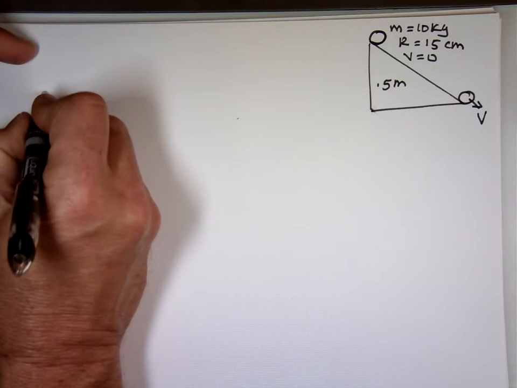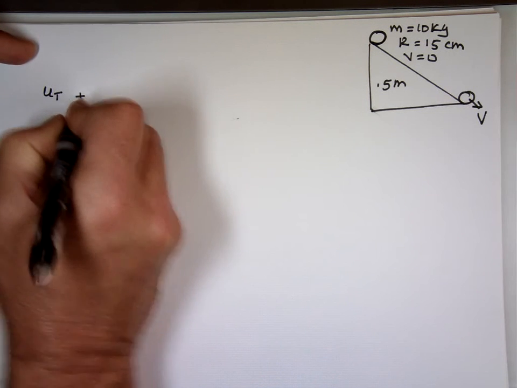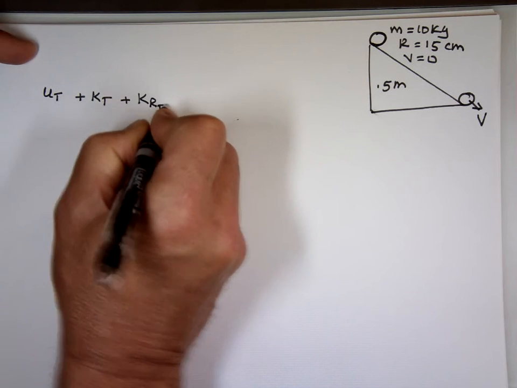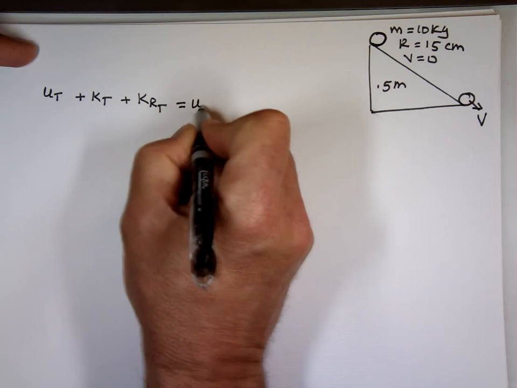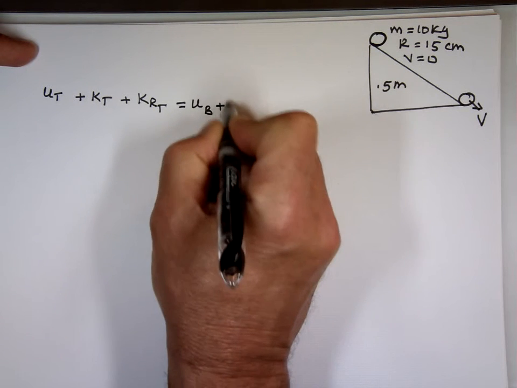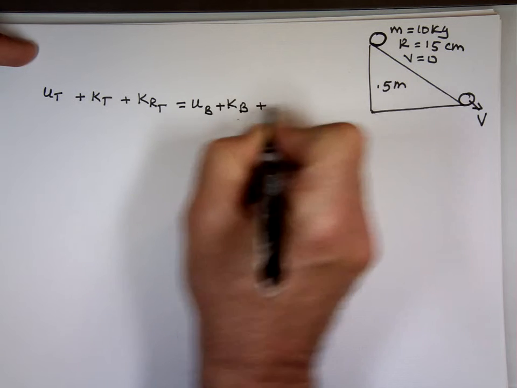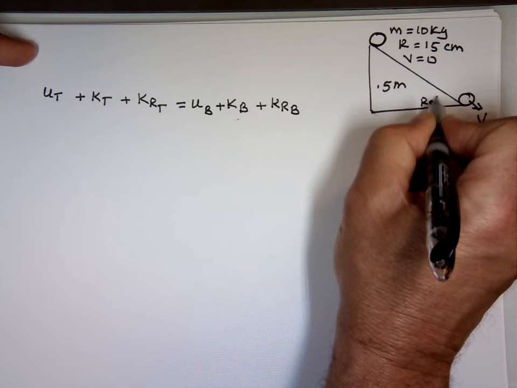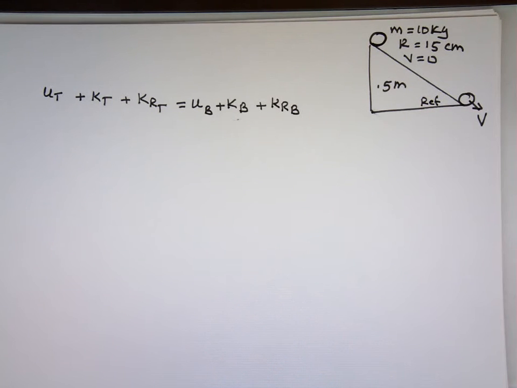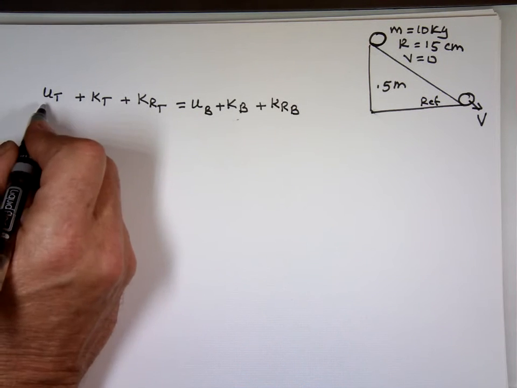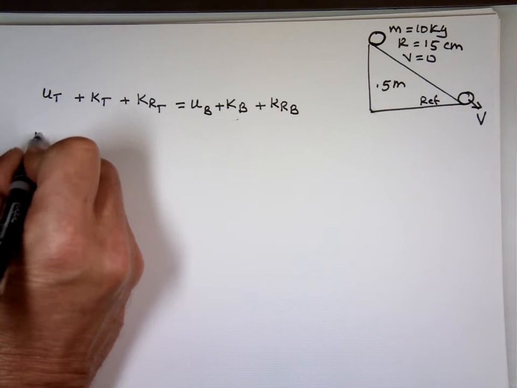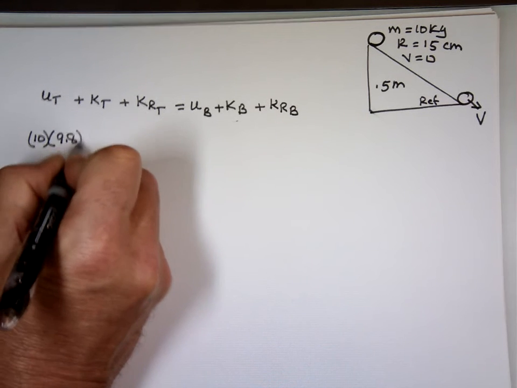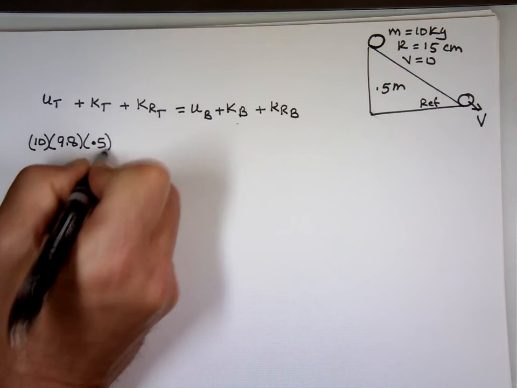The potential energy of the top plus the kinetic energy of the top plus the rotational kinetic energy of the top should equal the potential energy of the bottom plus the kinetic energy of the bottom plus the rotational kinetic energy of the bottom, if I use this again as reference. The potential energy of the top is the mass, which is 10, times gravity 9.8, times the height, which is 0.5. So that number is 49, no change.